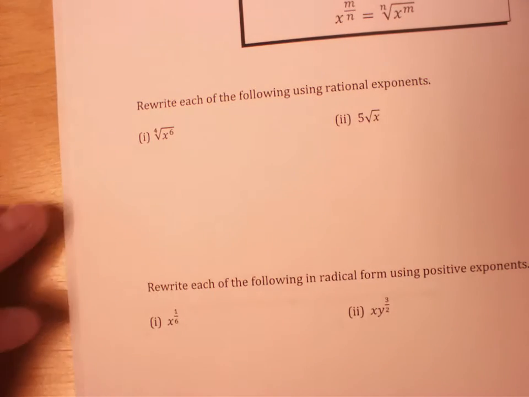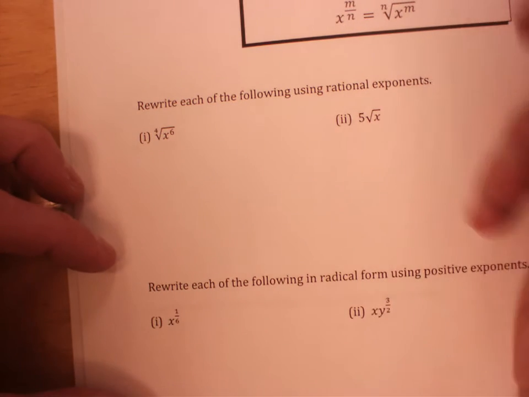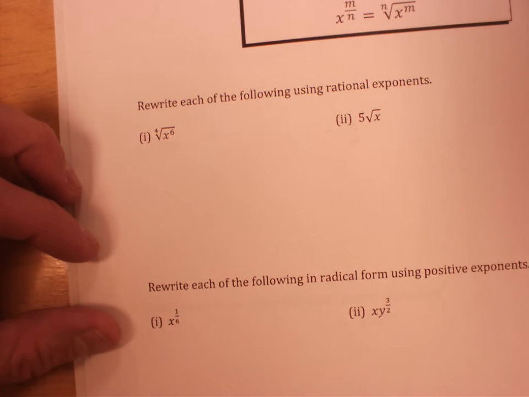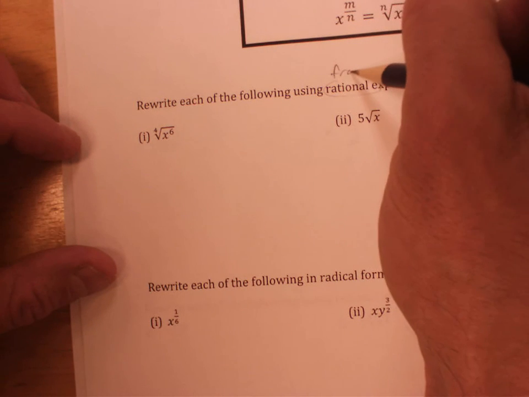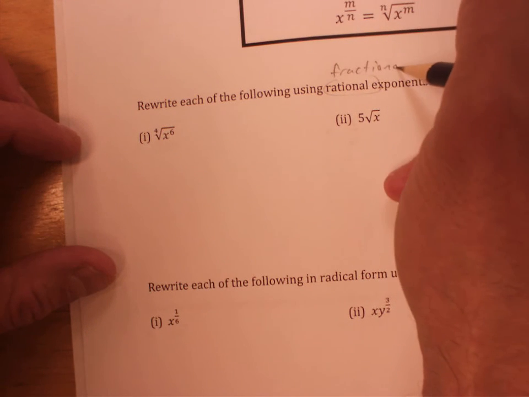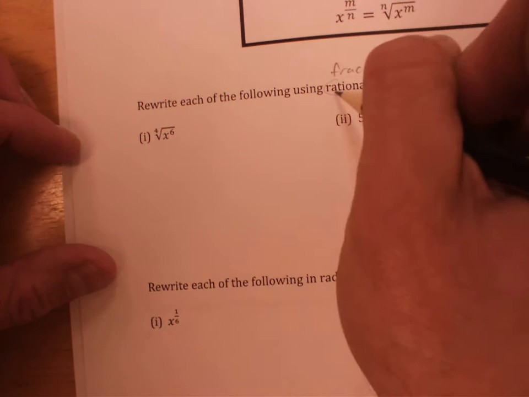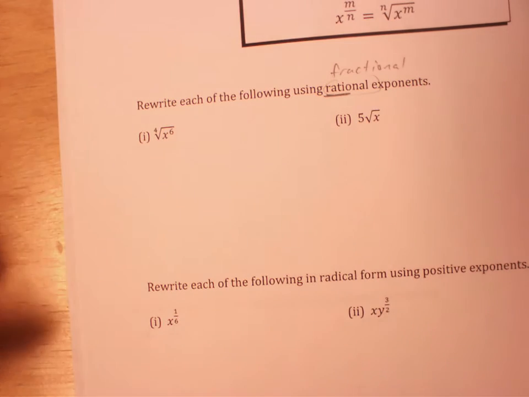Okay, rewrite with rational exponents. Rational is another fancy way of saying fractional. So if you see this, I hope you're thinking fractional. And they call it that because you can write it like a ratio, right? And a ratio being like a fraction.